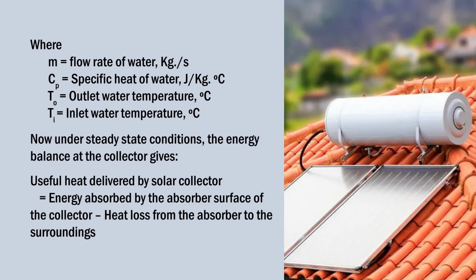m is the mass flow rate of water. It is generally measured in kilogram per second, and this c, or you can say Cp, is the specific heat of the water, and this delta T is basically the difference in temperature. If the temperature of water at the outlet is denoted as To, and whatever the water entering at the inlet is Ti, the difference in temperature is what? To minus Ti. So, by putting all these parameters in this formula, Q is equal to m c delta T, you can easily calculate the efficiency of the solar water heater.